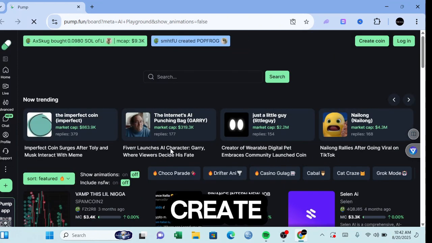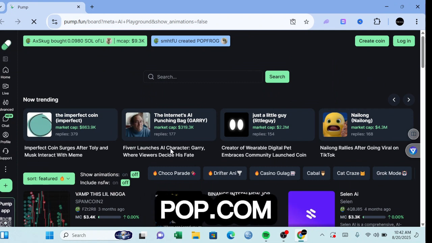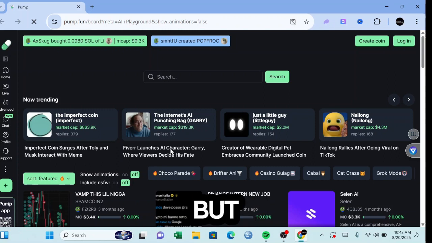Creating a meme coin is very easy. On platforms like Pump.fun, it is very easy to create a meme coin. If you have at least two Solana, you can create your own meme coin. But before you create a meme coin, there are a lot of things that you should know.